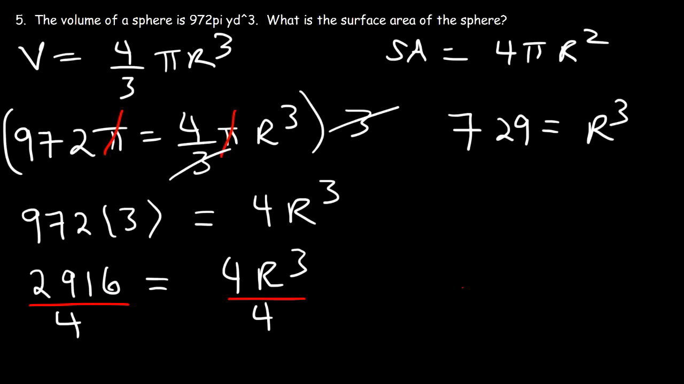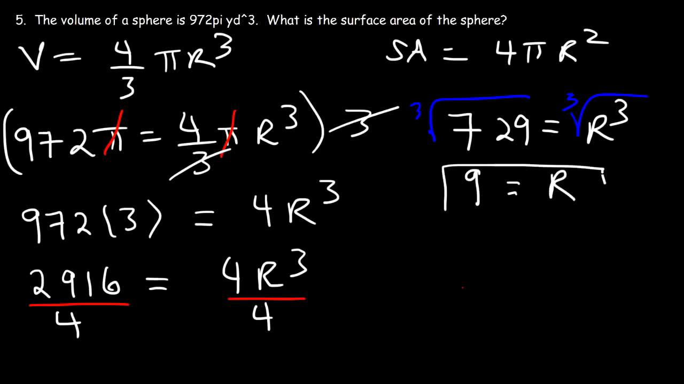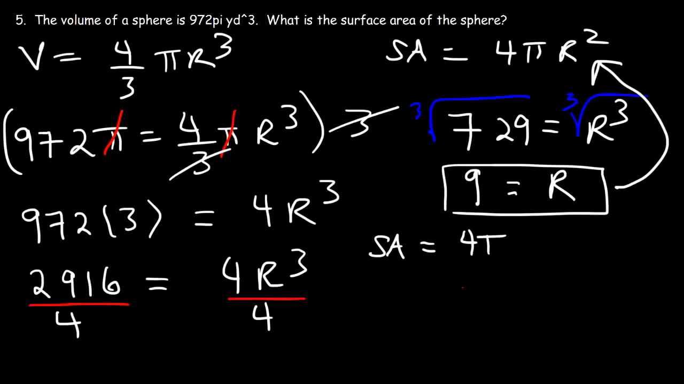Now at this point, we need to take the cube root of both sides. 729 raised to the 1/3, which is the cube root of 729, that's equal to 9. So 9 is equal to r. So now that we have the value of r, we can plug it in to the second equation. So the surface area is going to be 4 pi times 9 squared.